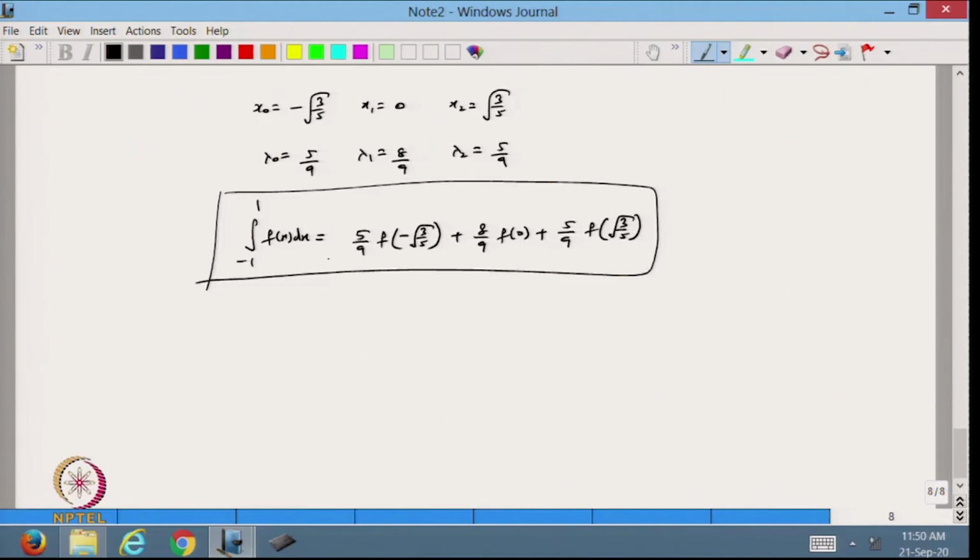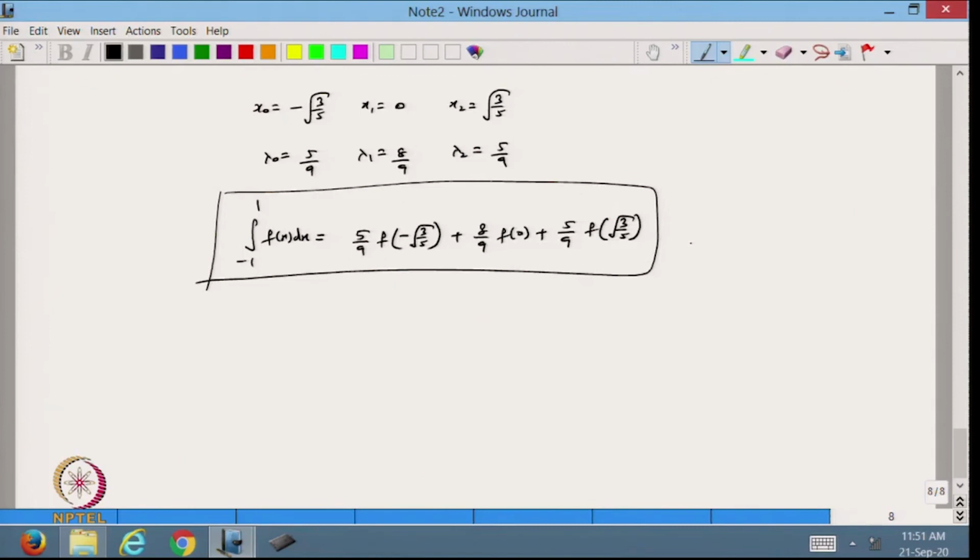So, using this one we are able to find the nodal values, because nodal values are not fixed in this case, and then the corresponding coefficients we are able to find. So, that is the way we can find out how the nodal values can also be chosen. So, this is the way we can define the method of undetermined coefficients.